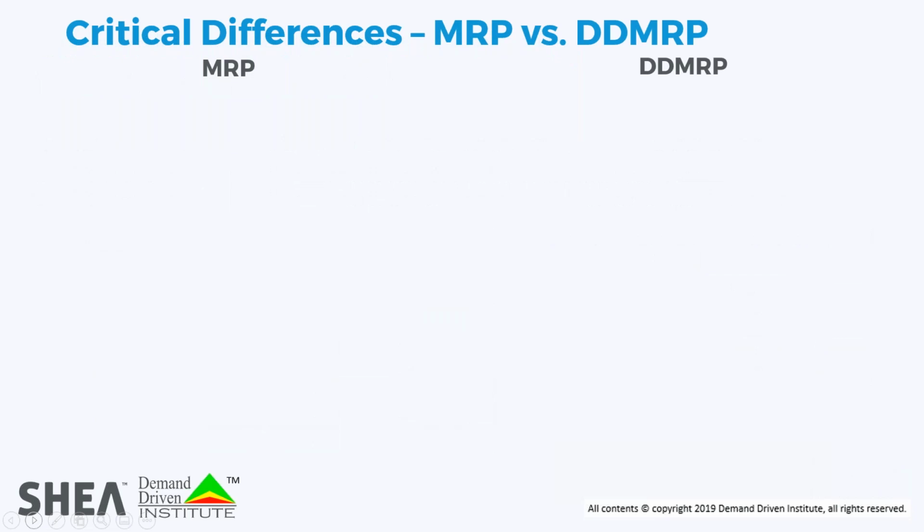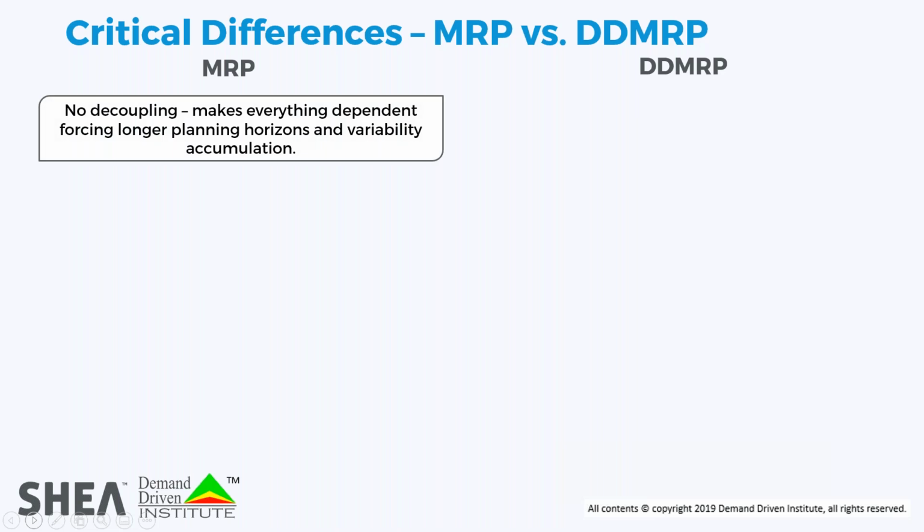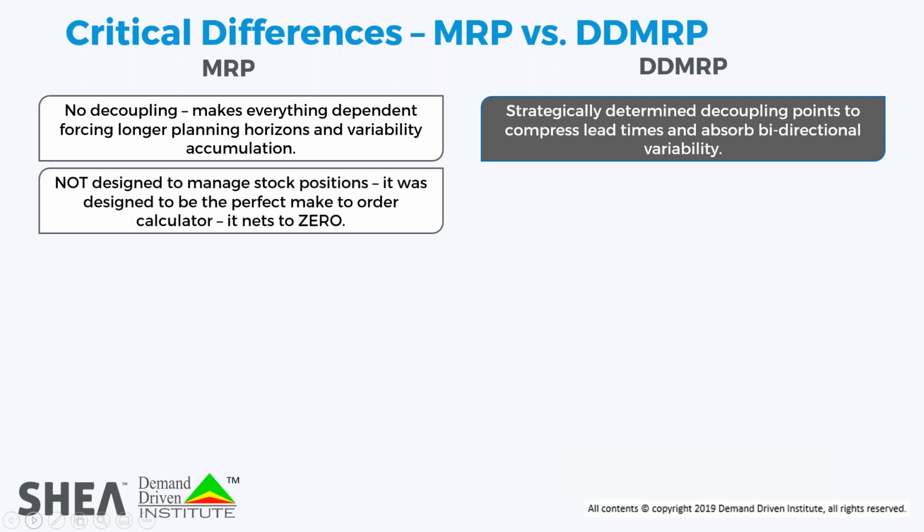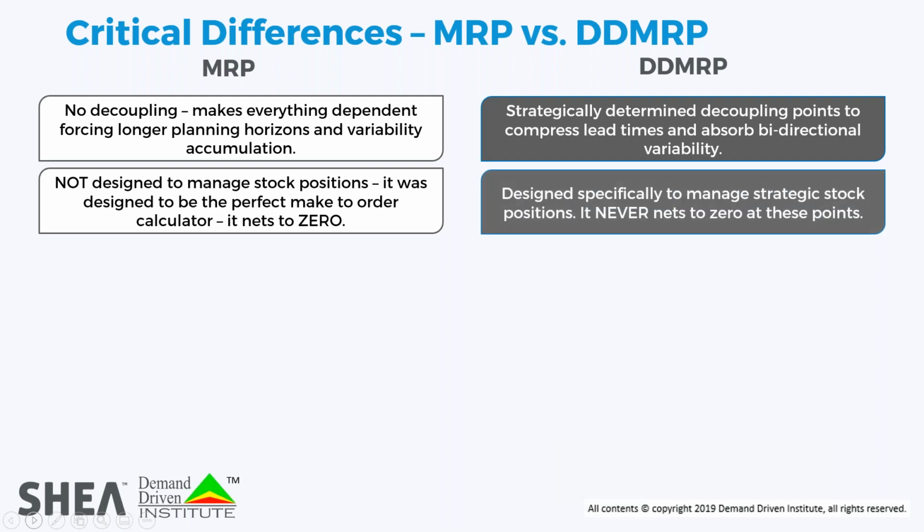So we have critical differences between MRP and DDMRP. With MRP, there's no decoupling. Everything is dependent, forces a longer planning horizon, and variability accumulation. With DDMRP, the strategically determined decoupling points compress lead times and absorb the bidirectional variability from the bullwhip effect. MRP is not designed to manage stock positions, right? It's designed to be the perfect make-to-order calculator, and it nets to 0. DDMRP never nets to 0 for the strategic decoupling points. It was designed specifically to manage those strategic stock positions.